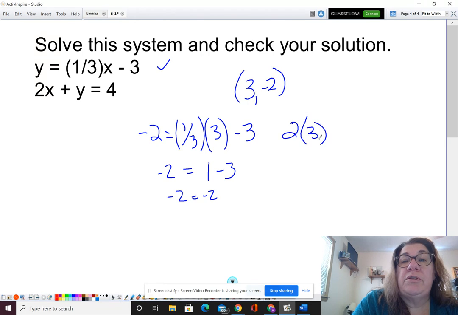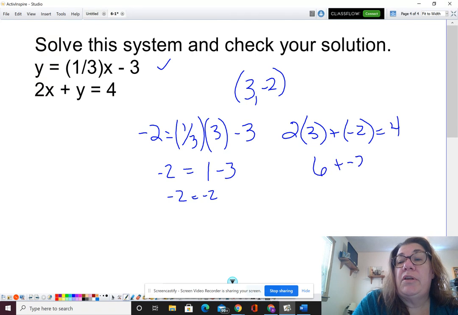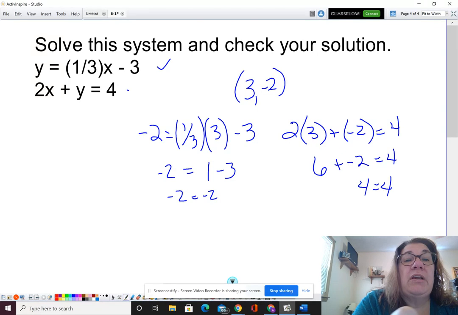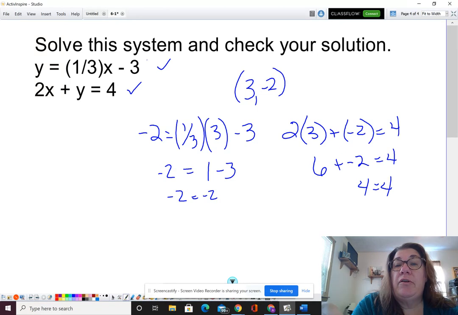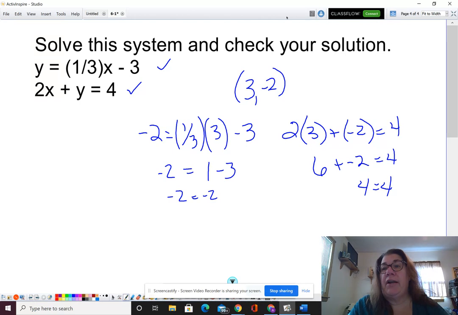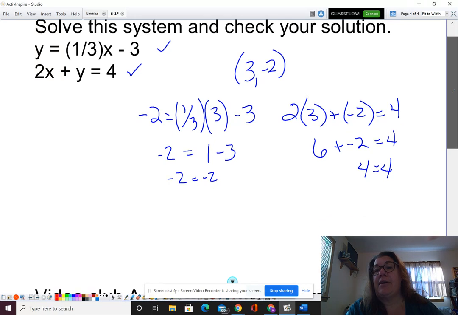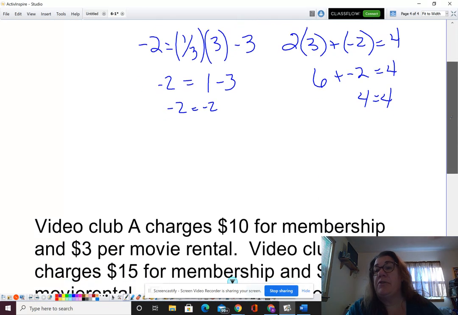2 times 3 plus a -2 equals 4. 2 times 3 is 6 plus a -2 equals 4. It checks out for that one. So we're using the graph to find the point. We go back and we check the point into both equations and make sure they work.